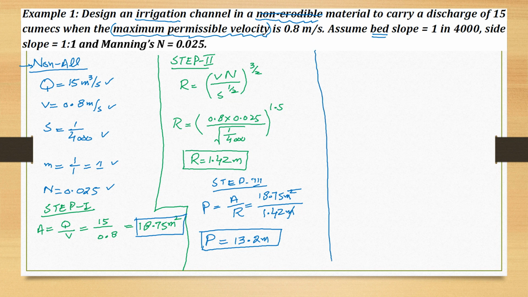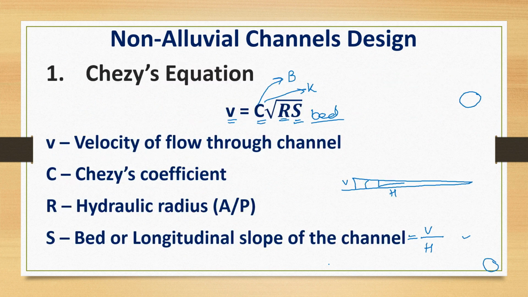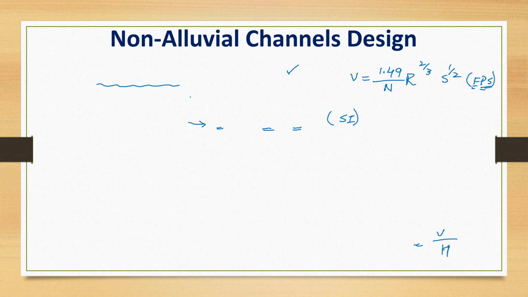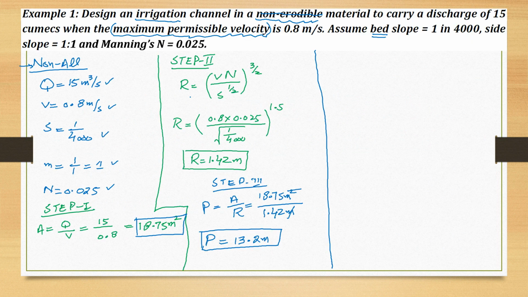As we have studied in the basics, in the concepts, you can see in the introduction that the shape of the channel for a non-alluvial channel is generally trapezoidal. So we can simply say that we'll consider this channel as trapezoidal and we will write the formula. So we'll follow step number 4, which is to write the formula for perimeter and area.